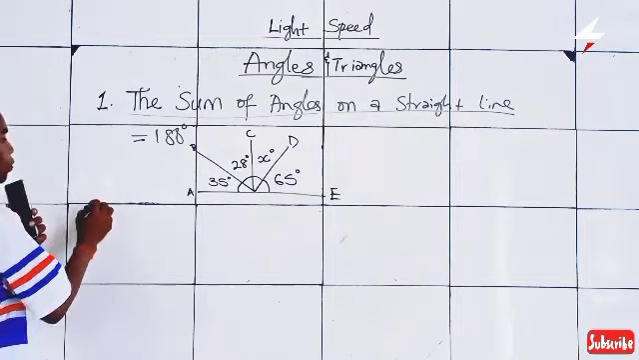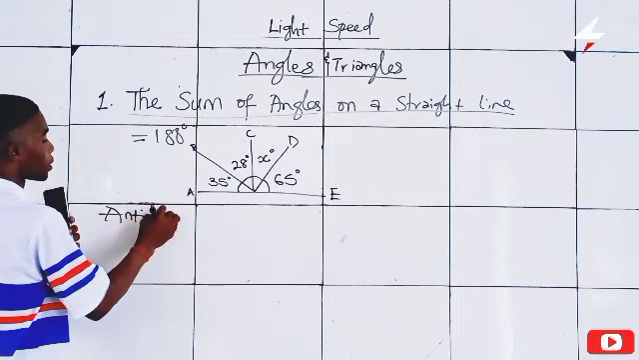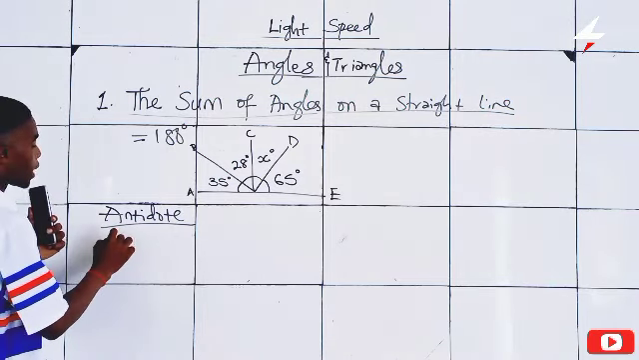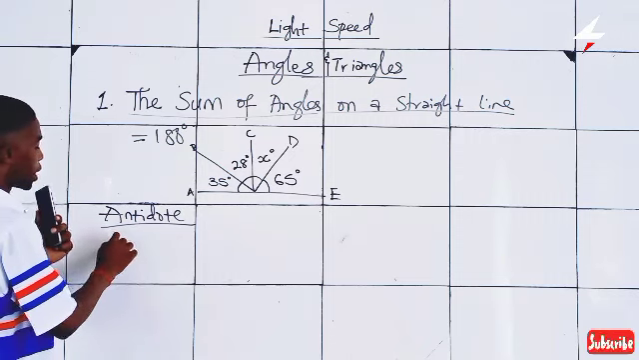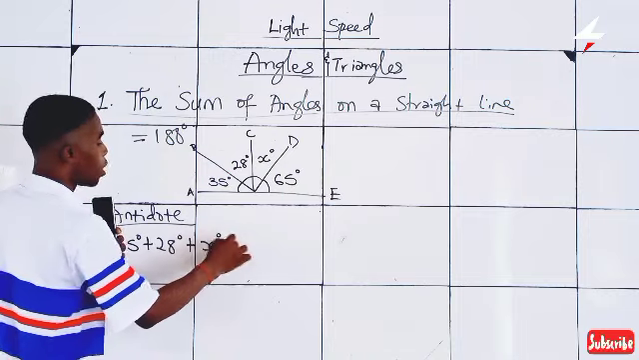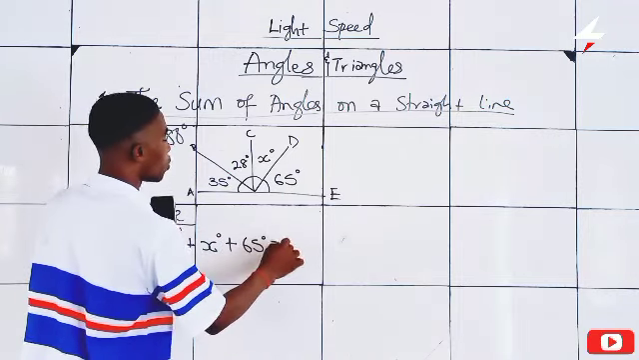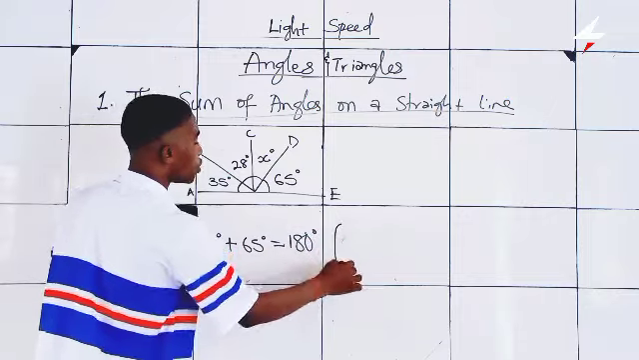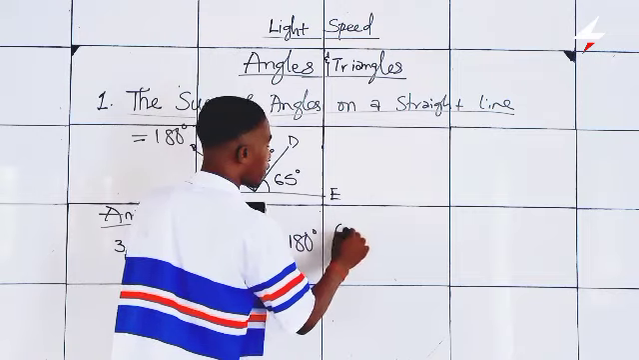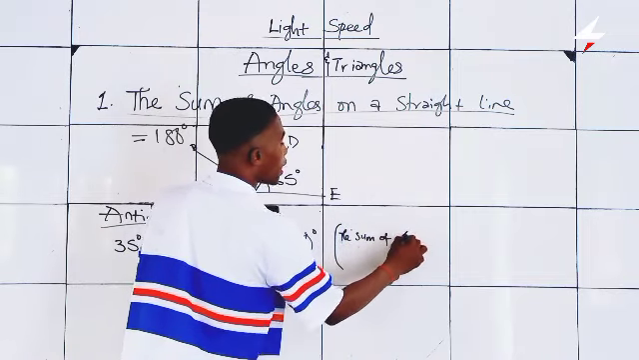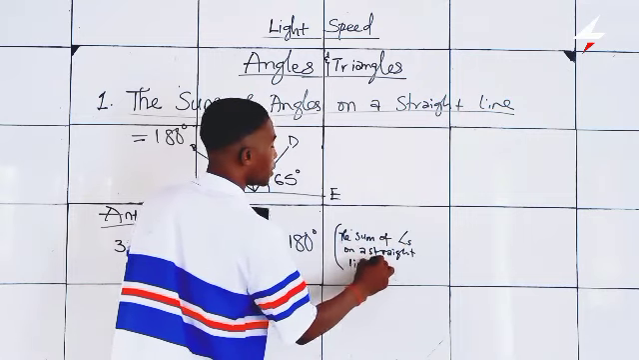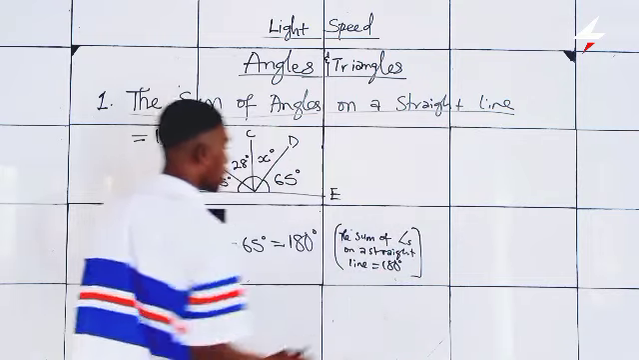Now we have to solve for x. To solve such a question, this is what we have to do. We're going to write our reason, which is very important. We would say 35 degrees plus 28 degrees plus x degrees plus 65 degrees equals 180 degrees. Now you put your reason. You can decide to put your reason in brackets: the sum of angles on a straight line is equal to 180 degrees.